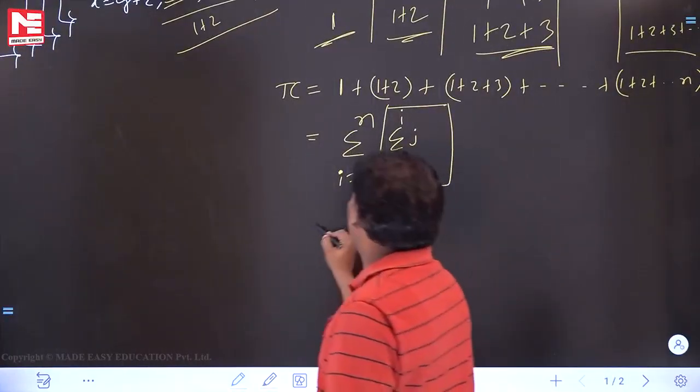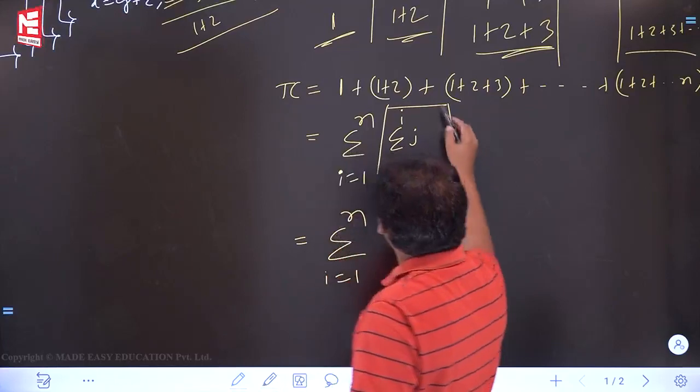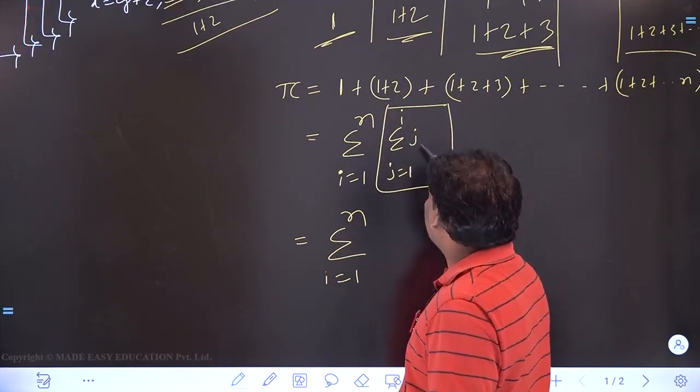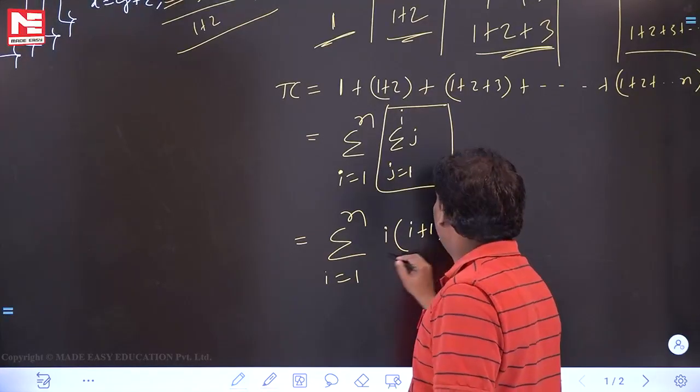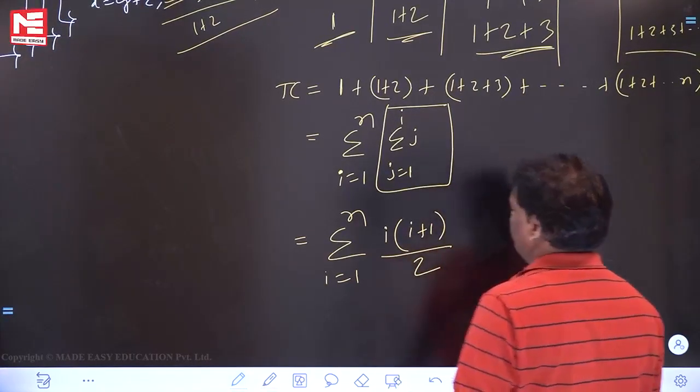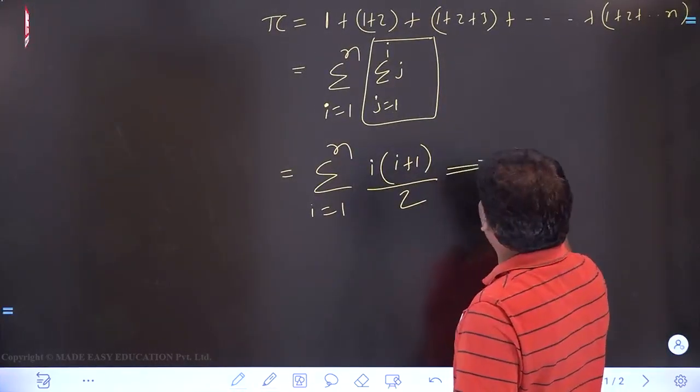This will go to, let me write now, sigma I is equal to 1 to n. It is going to be the sum of I natural numbers. What is the formula? Sum of I natural numbers is I into I plus 1 by 2. Right? This will go to, if you simplify, what is the answer?